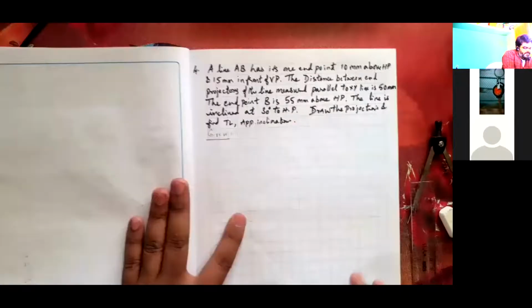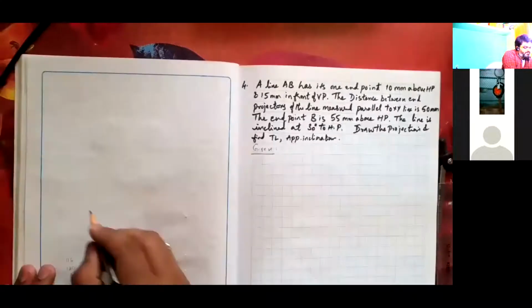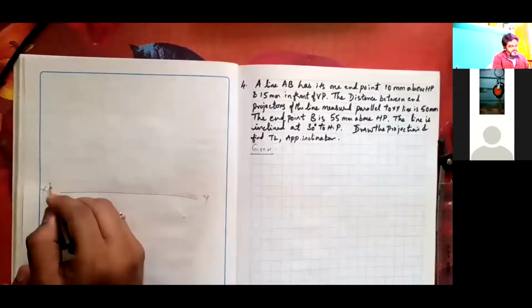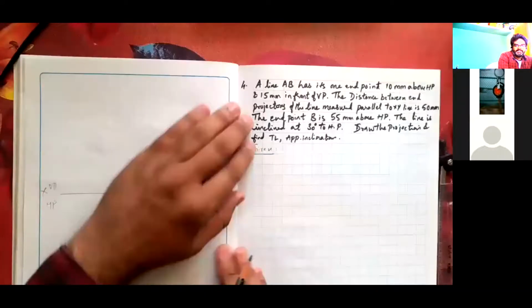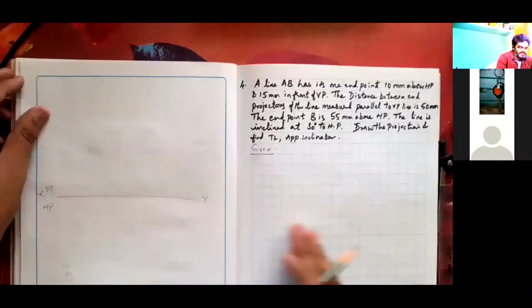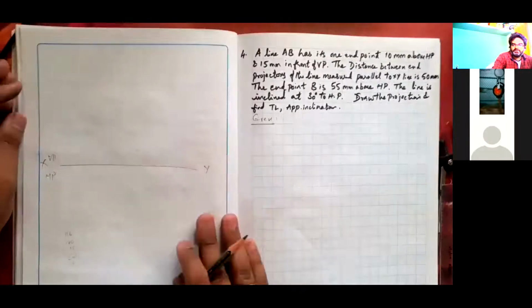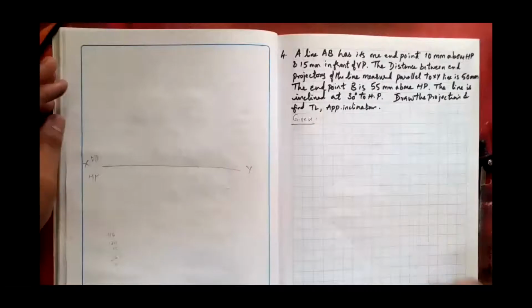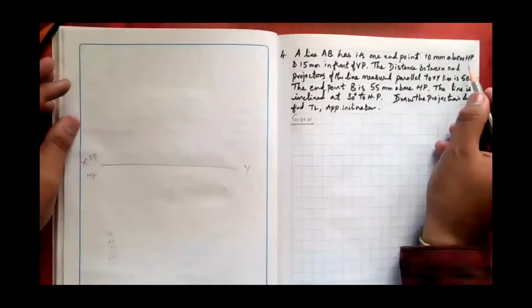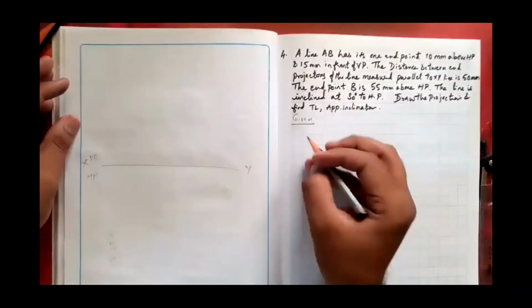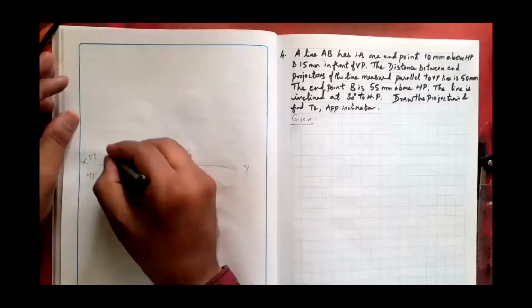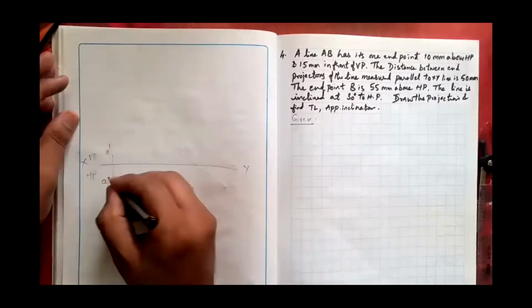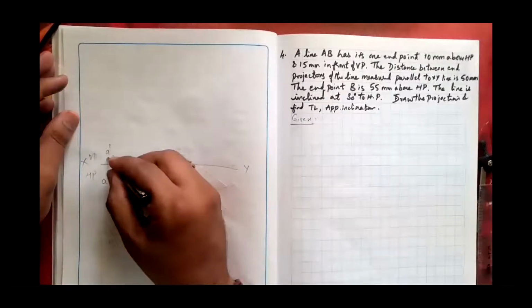I'll draw a rough sketch of whatever conditions I know: XY, VP, HP. In the examination, this will save you a lot of time, because if you start answering directly, you will lose marks. If you go wrong somewhere, you will not be able to rectify it and make corrections. So 10 mm above HP and 15 mm in front of VP. True length is not given. 10 and 15, I'm just representing it like this. A dash and A is the line.